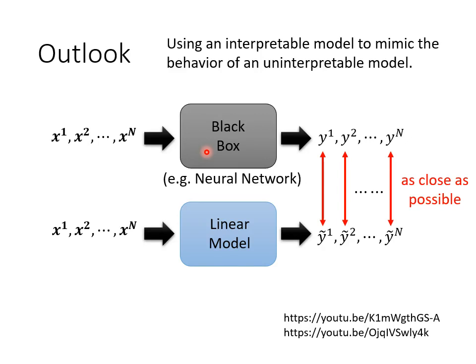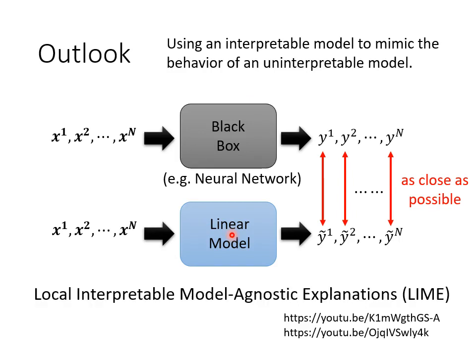Of course, there may be lots of questions here. For example, can a linear model imitate the behavior of a black box? We talked about it in the first lecture. There are many problems that only neural networks can do, while a linear model can't. So what the black box can do may not be able to be done by a linear model. That's the truth. In this series of work, there is a particularly well-known one called Local Interpretable Model Agnostic Explanations.